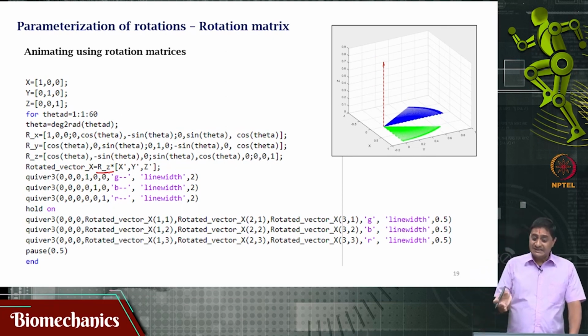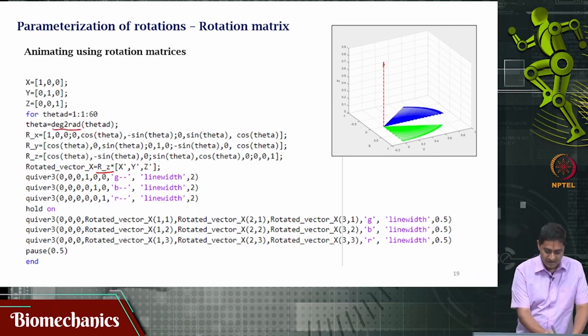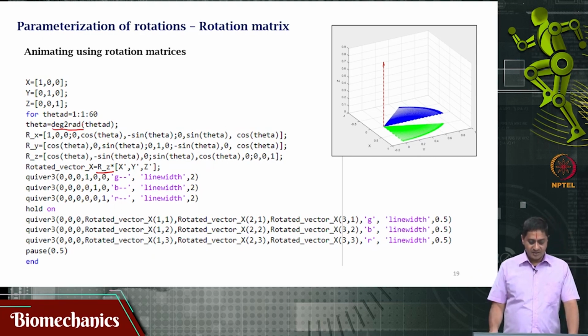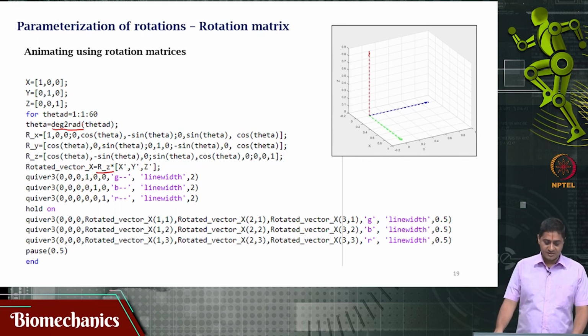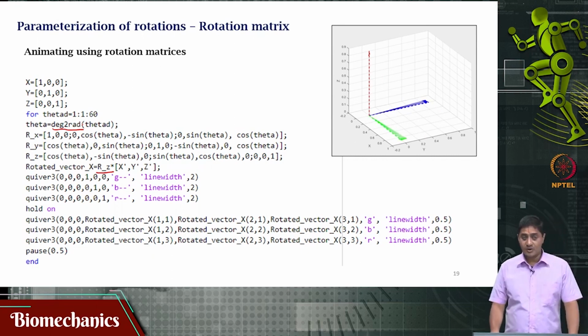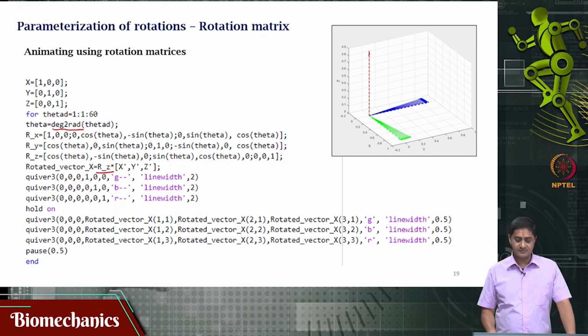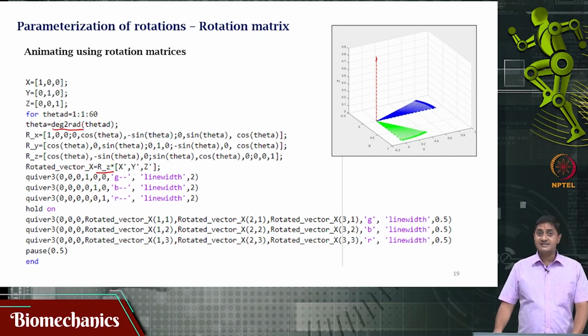I am converting this theta to radians, deg2rad of this, and then I am defining the rotation matrices, which are 1 0 0, 0 cos theta minus sin theta, 0 sin theta cos theta, is the rotation about the x axis. The rotation matrix for y axis is likewise cos theta 0 sin theta, 0 1 0 and minus sin theta 0 cos theta, and the rotation about the z axis is cos theta minus sin theta 0, sin theta cos theta 0 and 0 0 1.